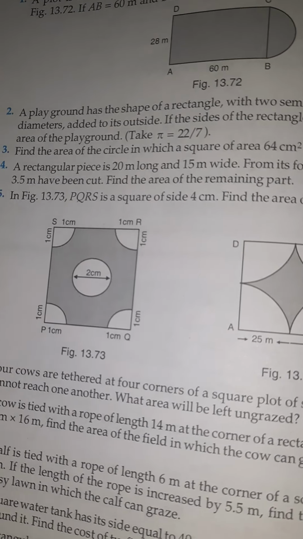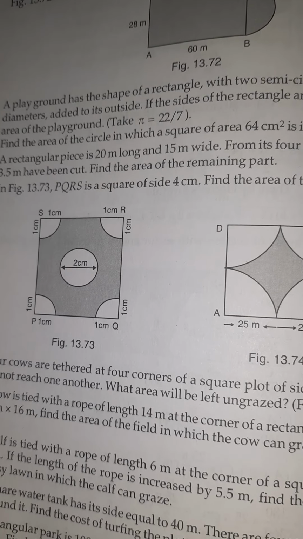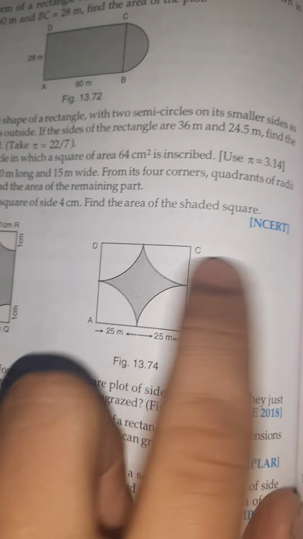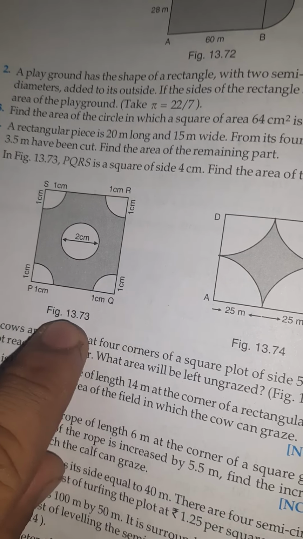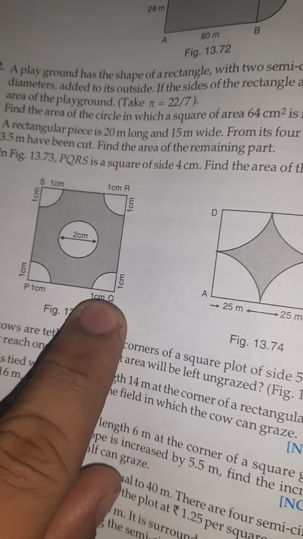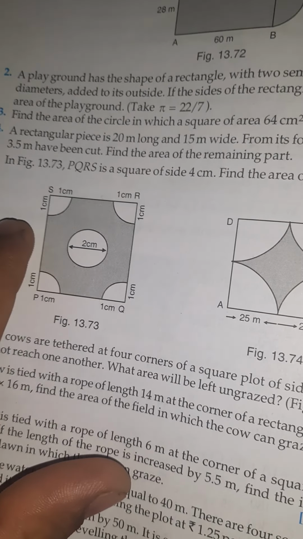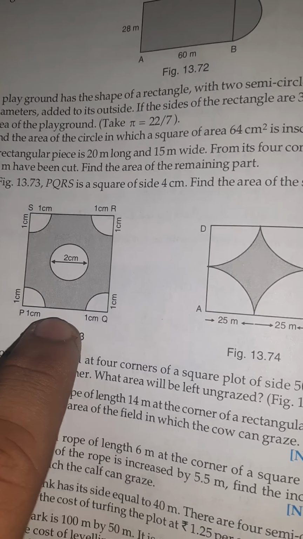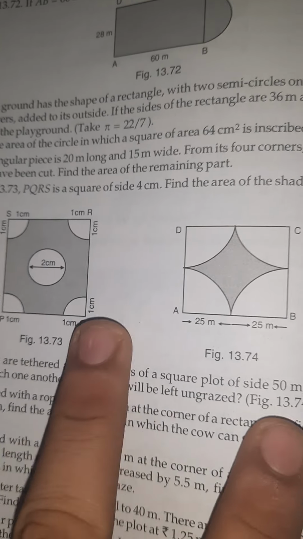Okay. Now, it's the turn for the fifth question. In the fifth question, we are given that PQRS is a square of side 4 centimeter, as given in this figure, and we need to find the area of the shaded region. It's shown that four quadrants of radius 1 centimeter are cut from the four corners, and one circle from the center as well. So four quadrants constitute one circle, and there's one circle more, which means two circles are cut off.